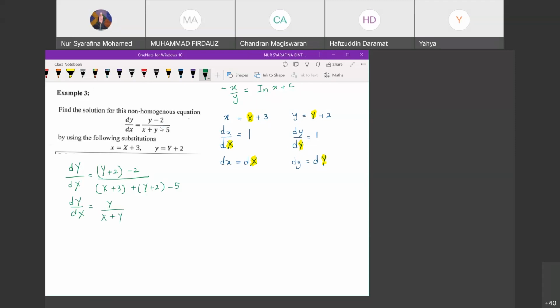Okay, now proceed with what? Proceed with the homogeneous substitution, where you use v equals y over x, and dy/dx equals v plus x dv/dx. Okay, understand or not? So substitute here. dy/dx now becomes v plus x dv/dx equals y is vx, x plus vx. Alright, okay, simplify this. What should you get?